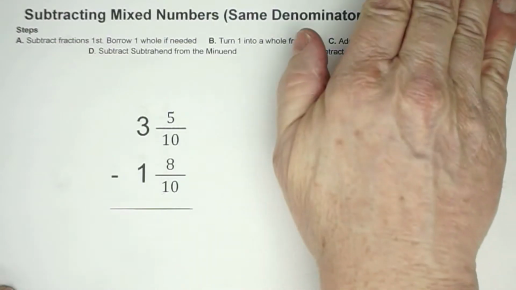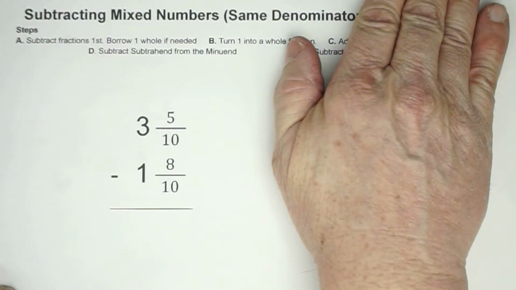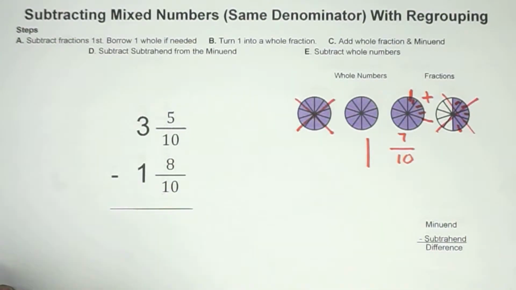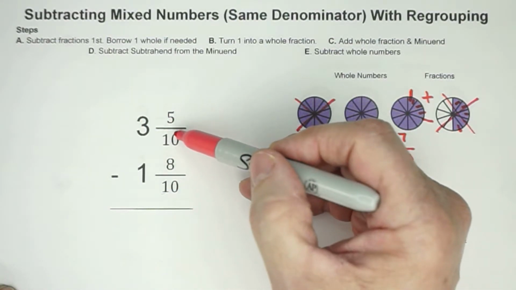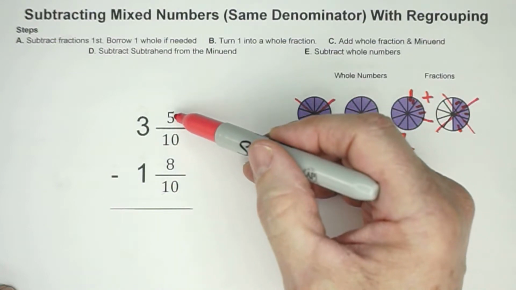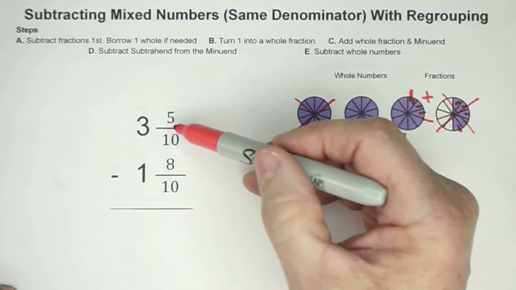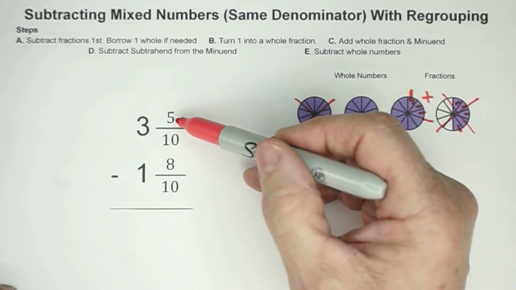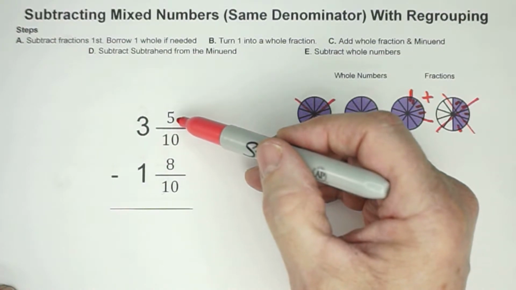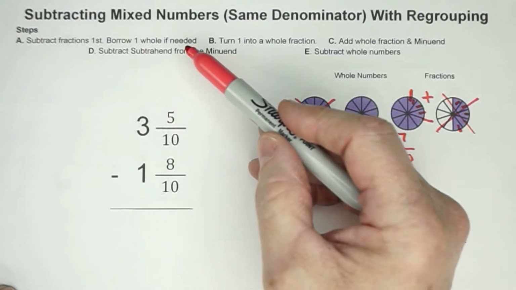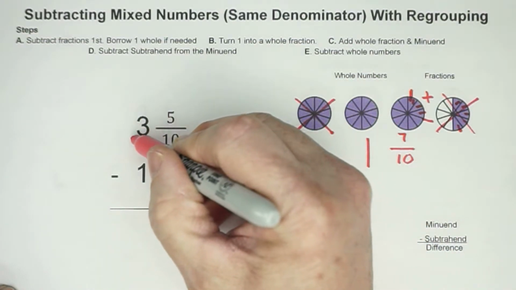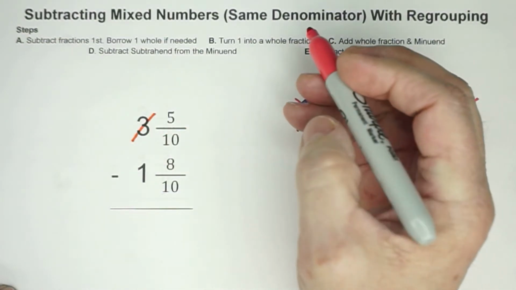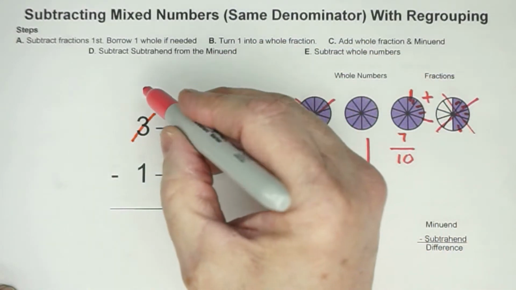But let's pretend that you didn't have the model and we just have to do it with our mixed numbers. So our first step is subtract the fractions first. 5/10 minus 8/10 you cannot do because you cannot take 8 from 5. So that's not going to work. So we're going to have to borrow. In this case, we do need to. So just like in regular whole number math, I call it borrowing. When I was a kid, that's how it was taught.